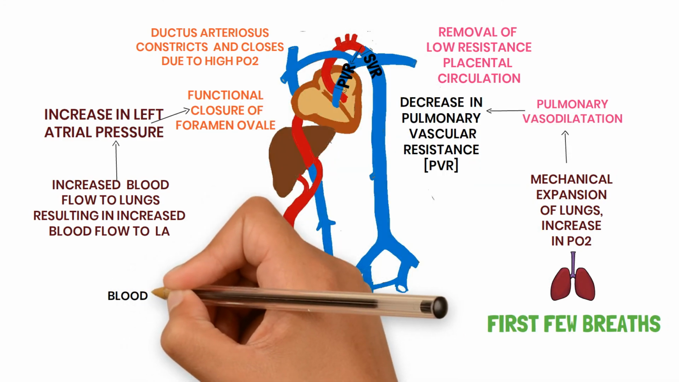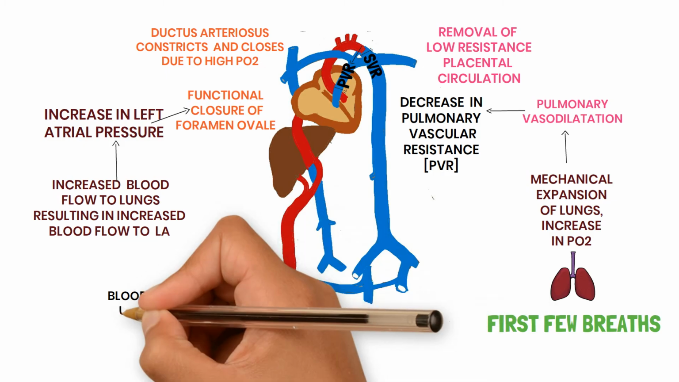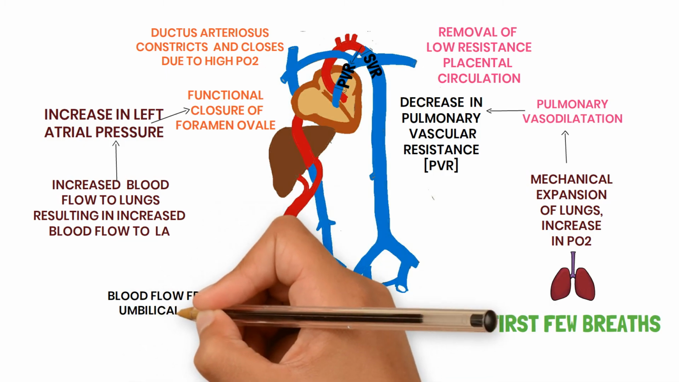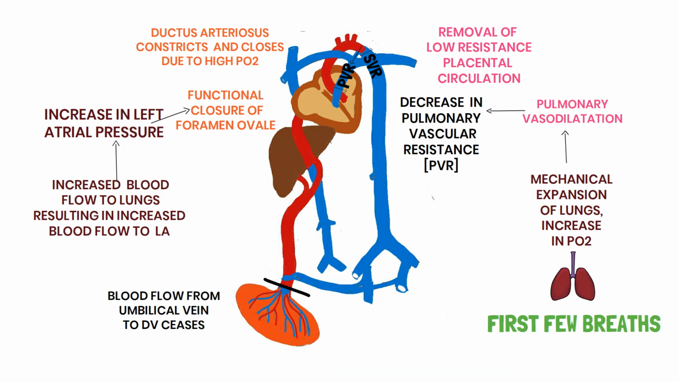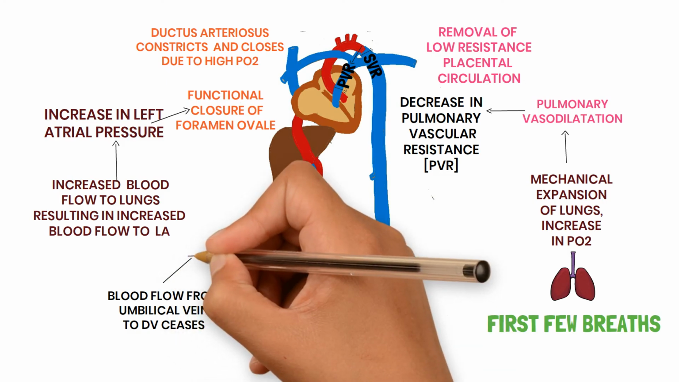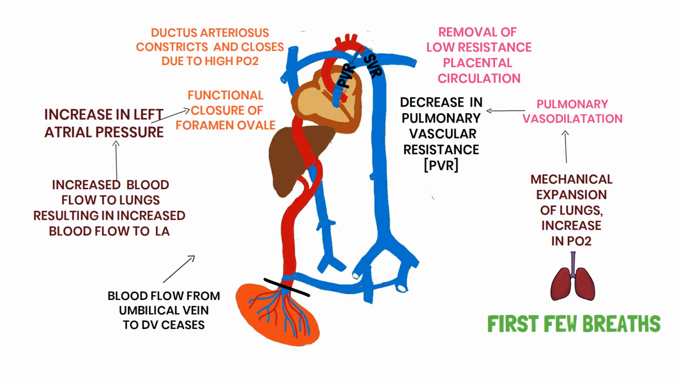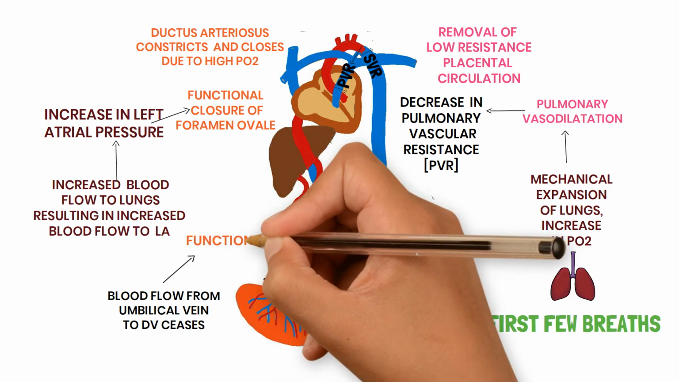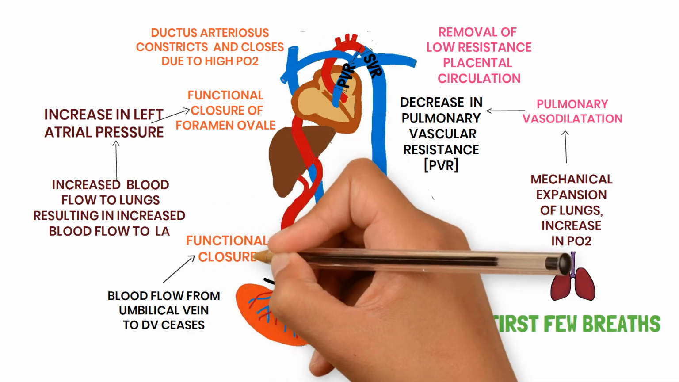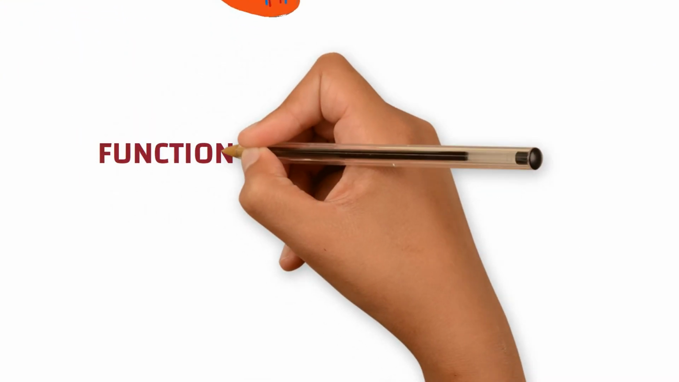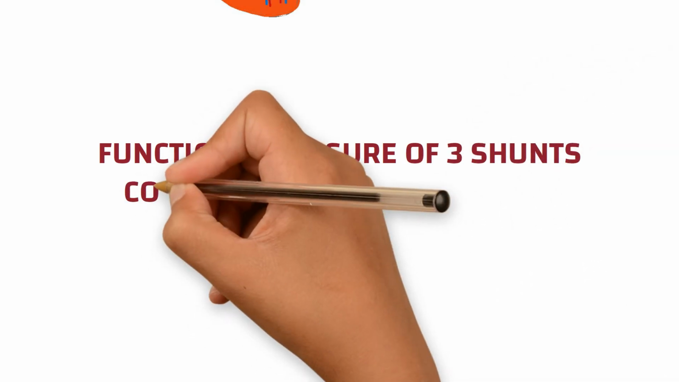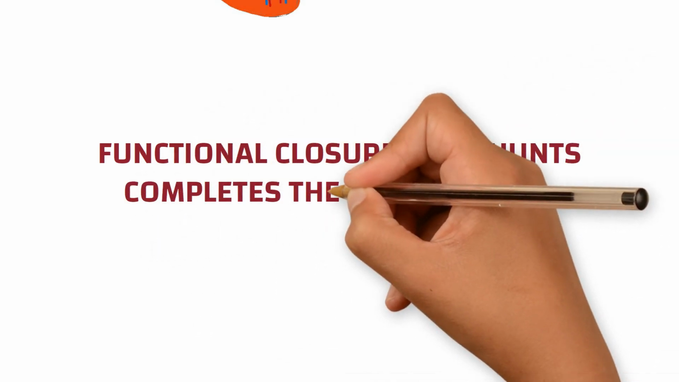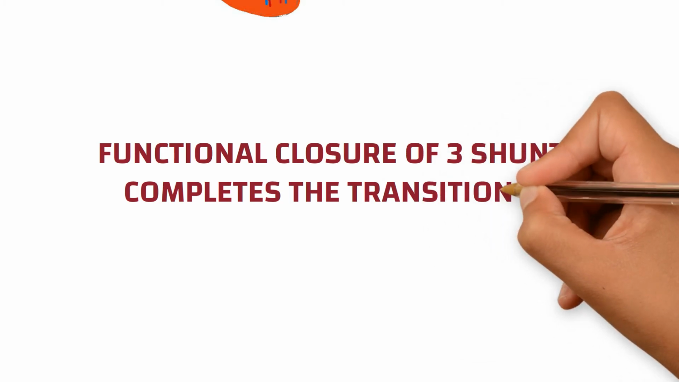And also when the umbilical cord is cut, blood flow from the umbilical vein to the ductus venosus stops. So this causes functional closure of ductus venosus also. So all three shunts are closed functionally. Functional closure of three shunts completes the transition from fetal to neonatal circulation.